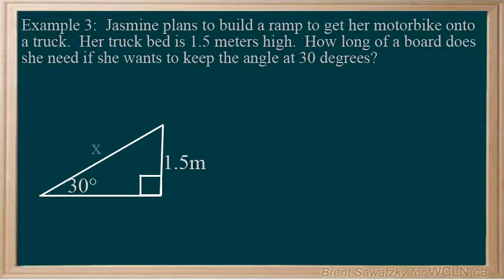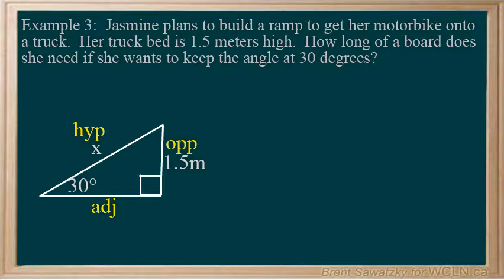Let's call it x. So we have our info shown on the triangle, so let's identify the sides so we know which ratio we're going to need. Hypotenuse, well, that's the ramp itself across from the 90 degrees. Opposite, our reference angle, is the height of the ramp, 1.5 meters. And the adjacent is here.